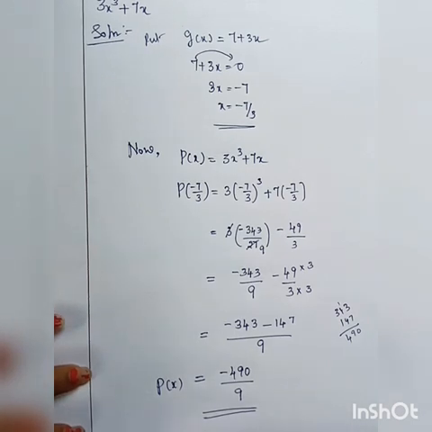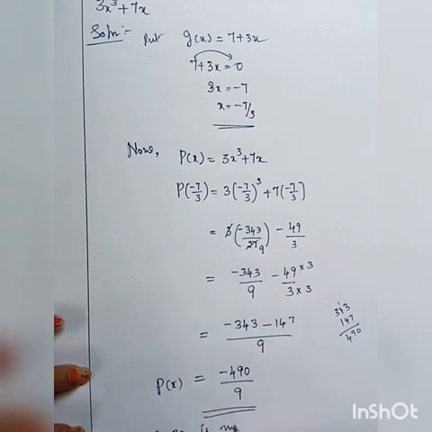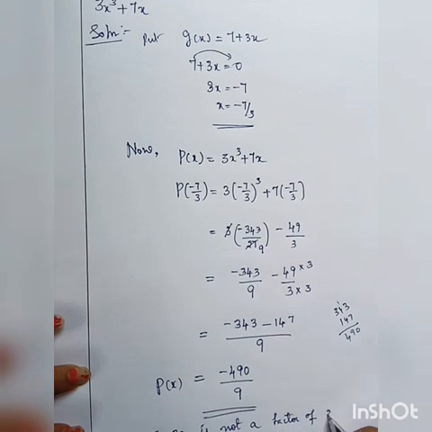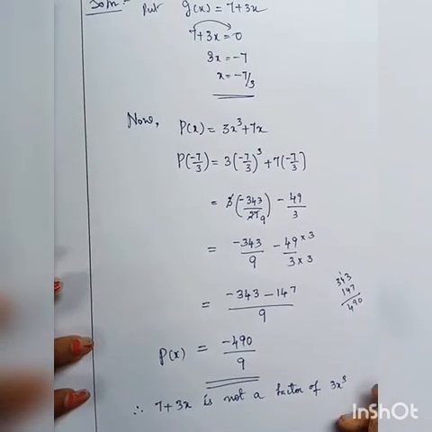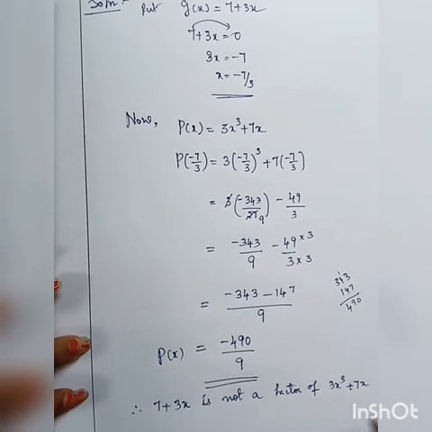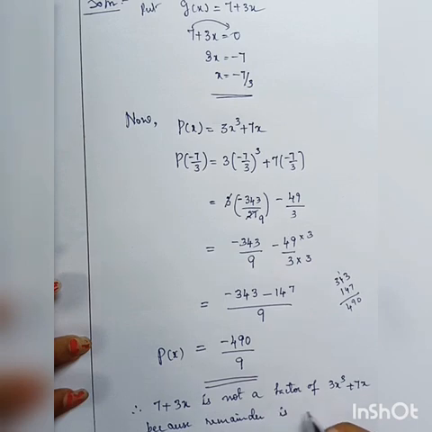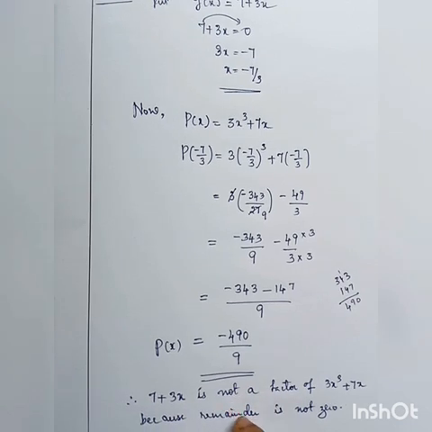So therefore 7 plus 3x is not a factor of 3x cube plus 7x, because the remainder is not 0. If the remainder is 0, then only 7 plus 3x is a factor of 3x cube plus 7x. You have to remember this. So here we have completed the 4.3 exercise.